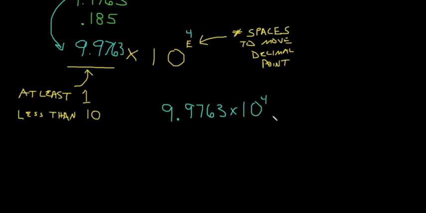We're going to convert this to standard notation, and standard notation is the numbers that you're typically familiar with. So we're going to turn this into just a regular number. And the way I do that is I write this number again, 9, I'm just going to put a really tiny dot there for the decimal, and then 0.9763. Okay? This 4 tells us how many spaces to move that decimal. So we're going to move it 4 spaces.